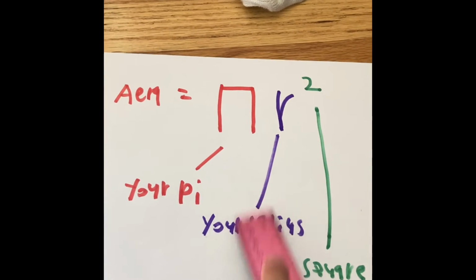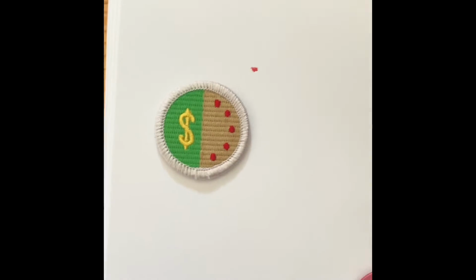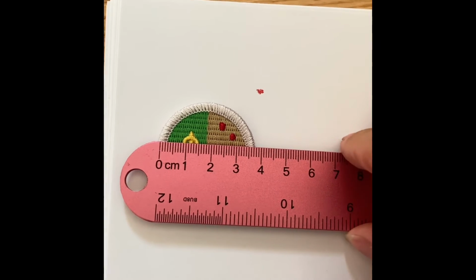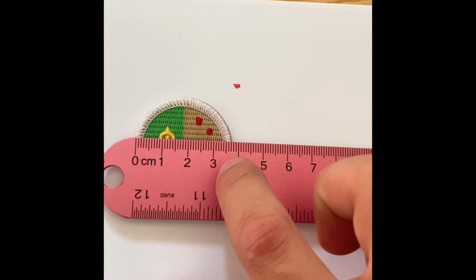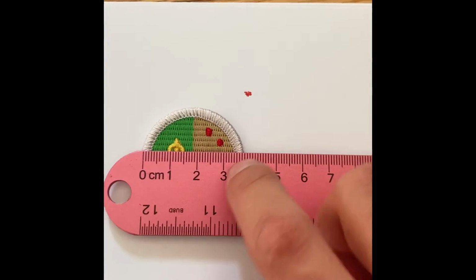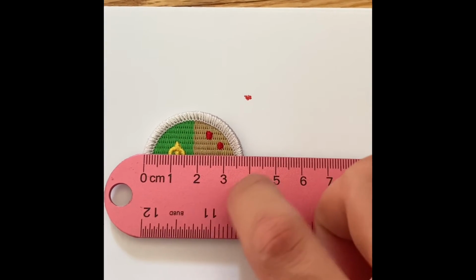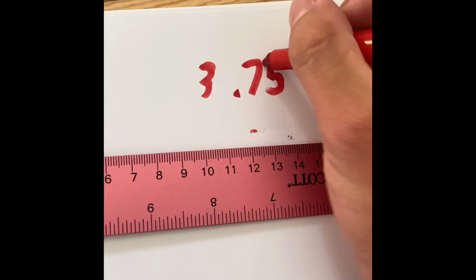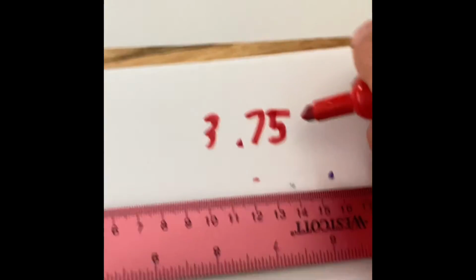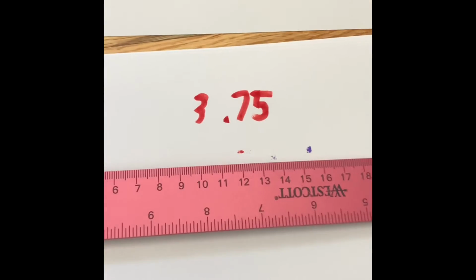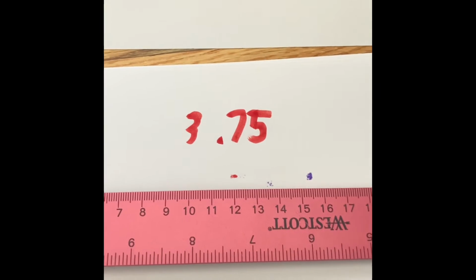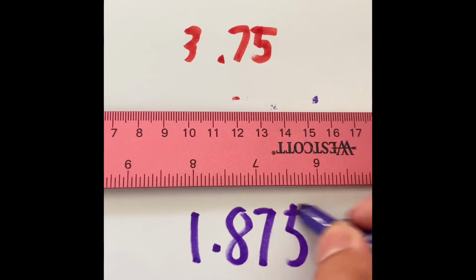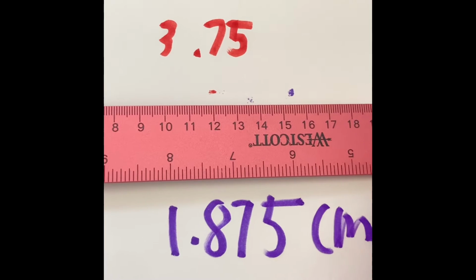Let's measure the radius. So, let's measure the diameter to be accurate. If you measure the radius, it's hard to accurately measure the middle. So it seems like the merit badge is 3.75 centimeters in diameter. So we're going to do 3.75. But the problem is that's the diameter. We want the radius. So what we're going to do is slice it in half. When you slice 3.75 in half, you're going to get 1.875 as the radius in centimeters.